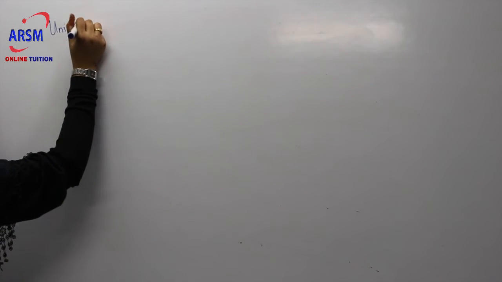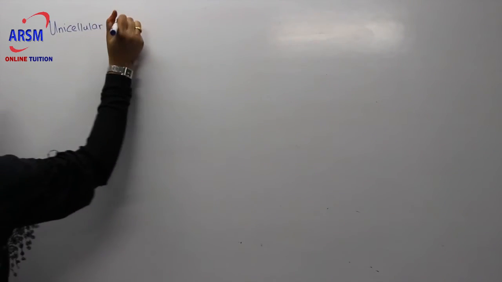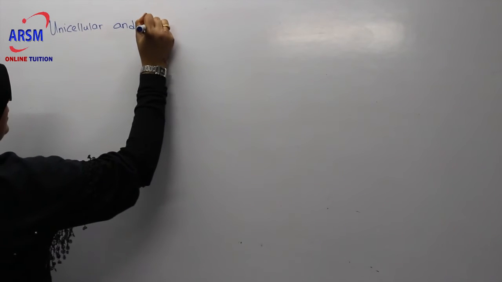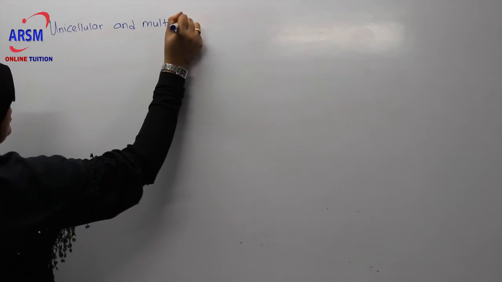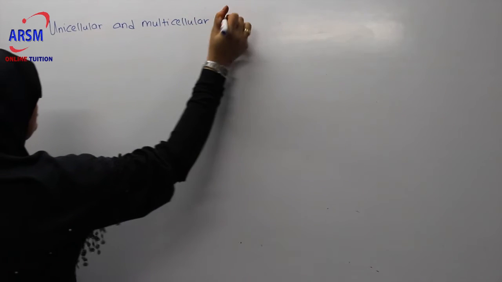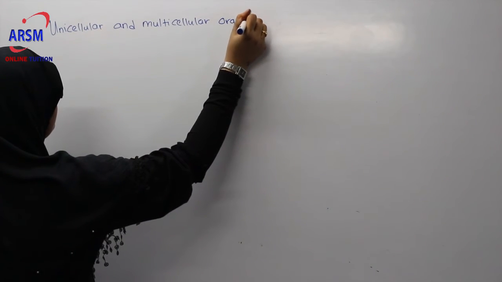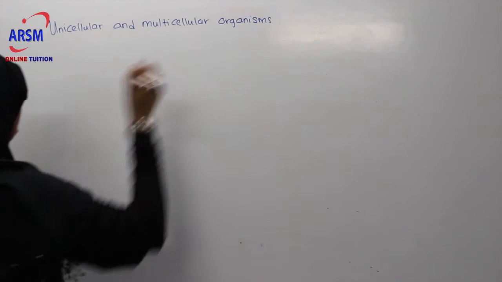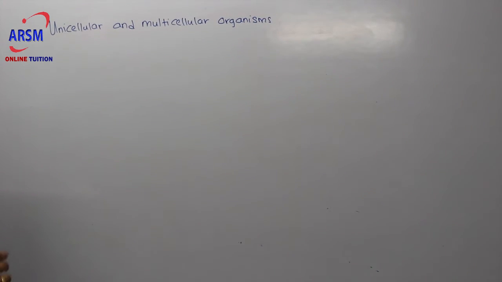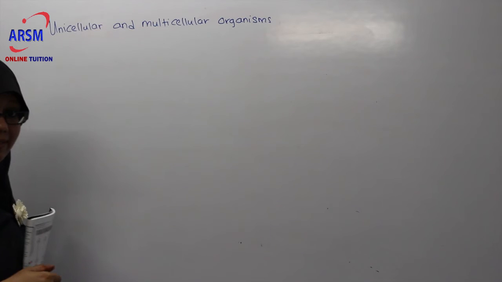We already studied the basic unit of life, which is the cell. Now we want to look at unicellular and multicellular organisms. What is actually unicellular and multicellular? Uni stands for one, so it is a single-cell organism. Multicellular means having two or more cells.